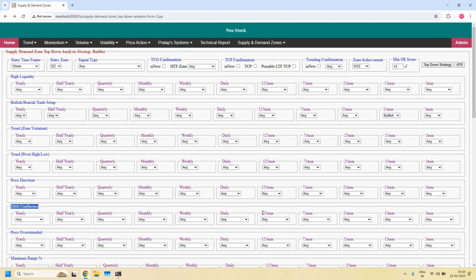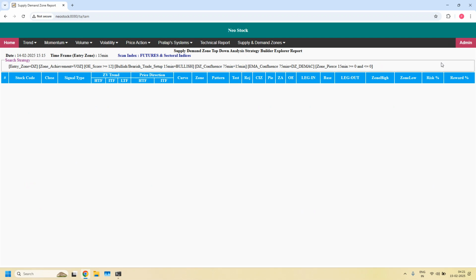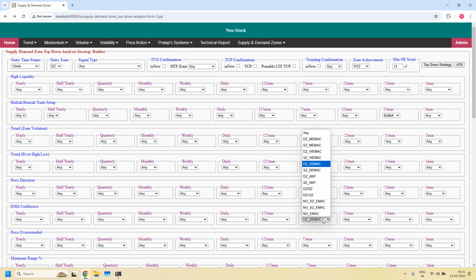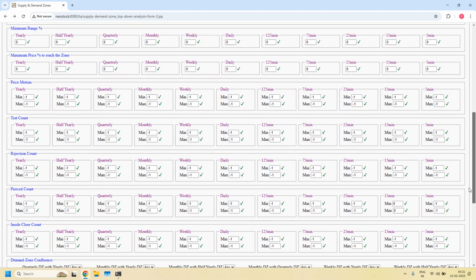So in the EMA confluence, 75 minutes time frame, checking 75 minutes demand zone having daily EMA confluence. So none of those stocks are having EMA confluence. Fine. Next we will look into LTF, ITF, HTF zone confluence supported stocks.